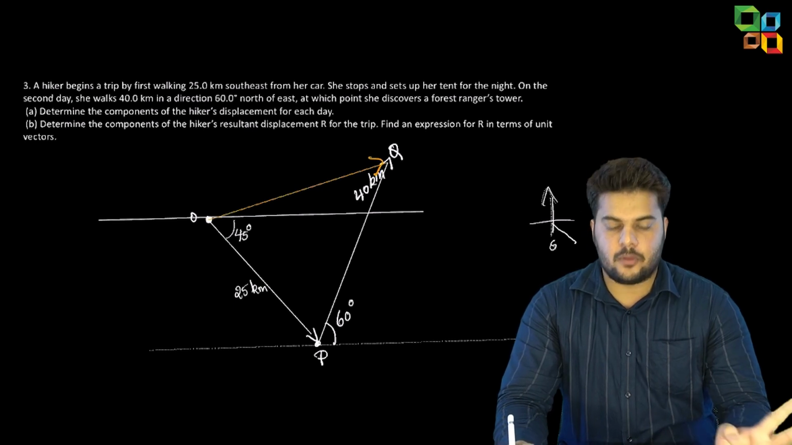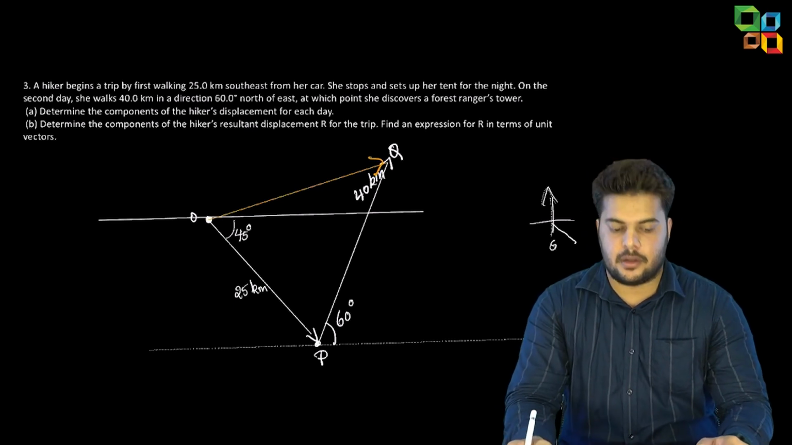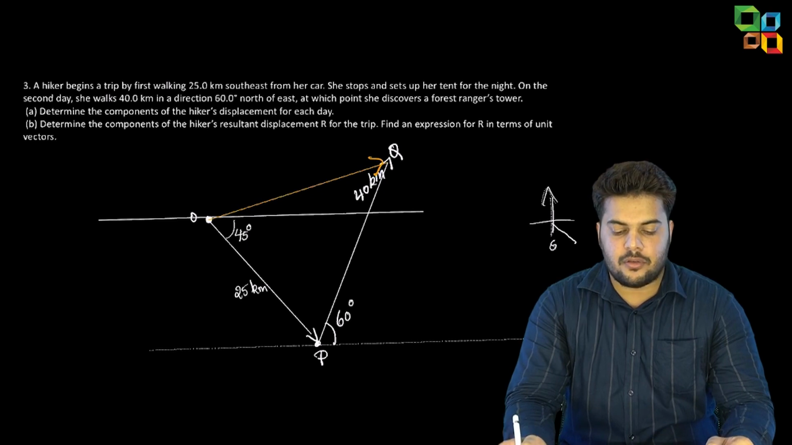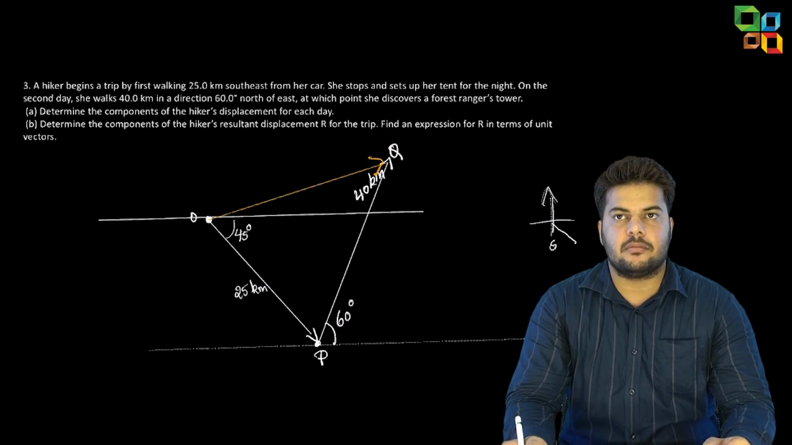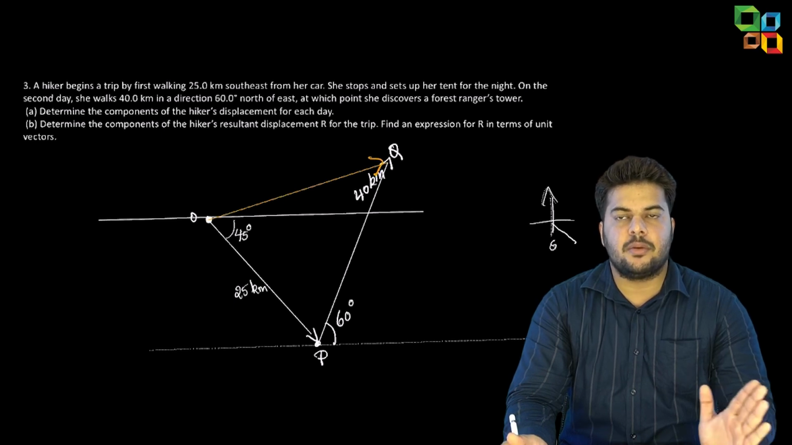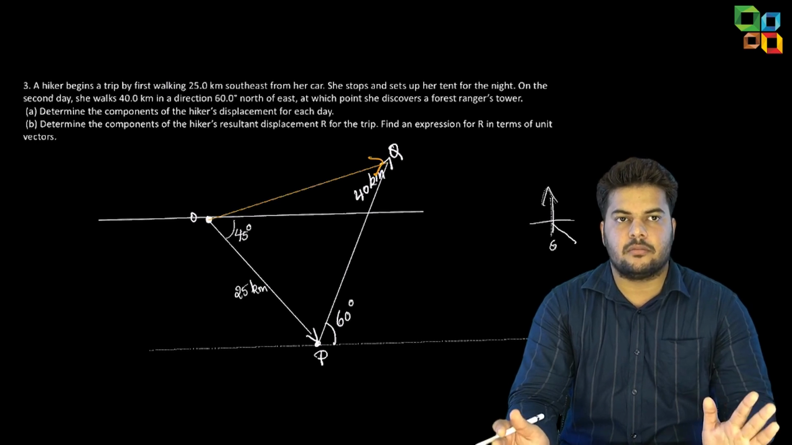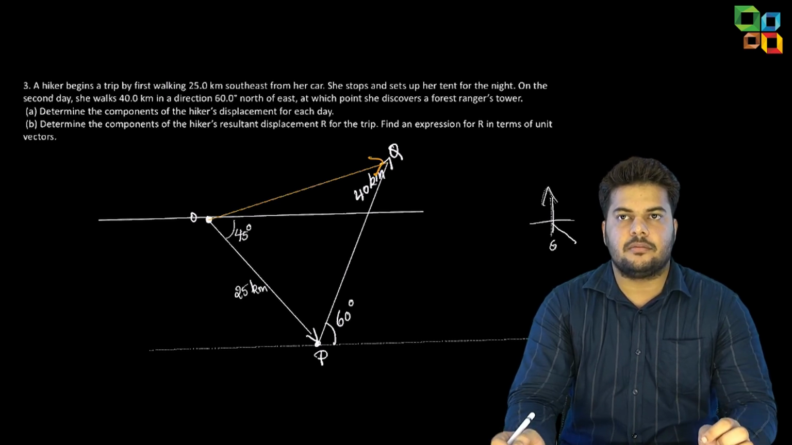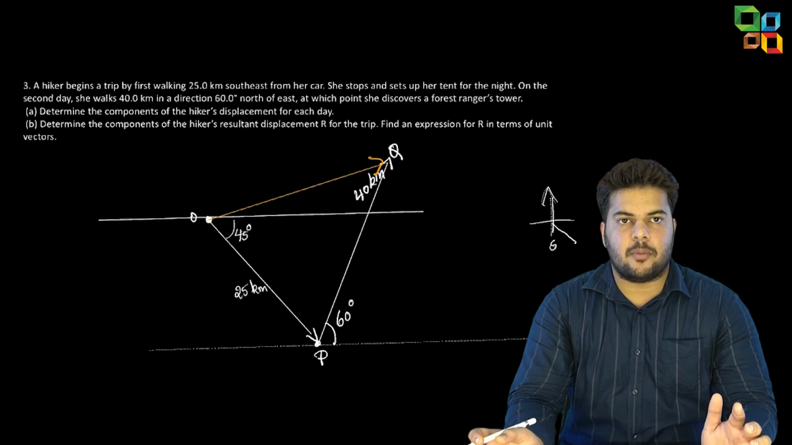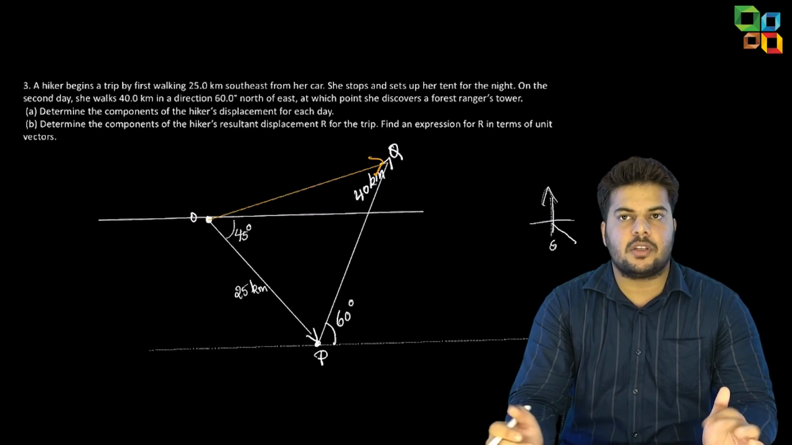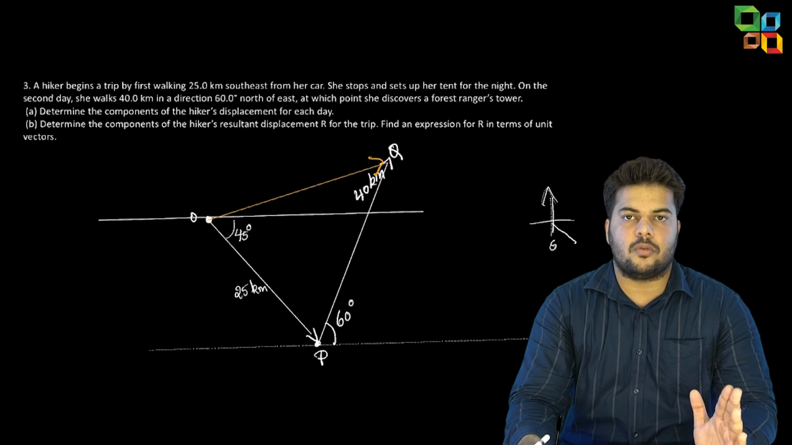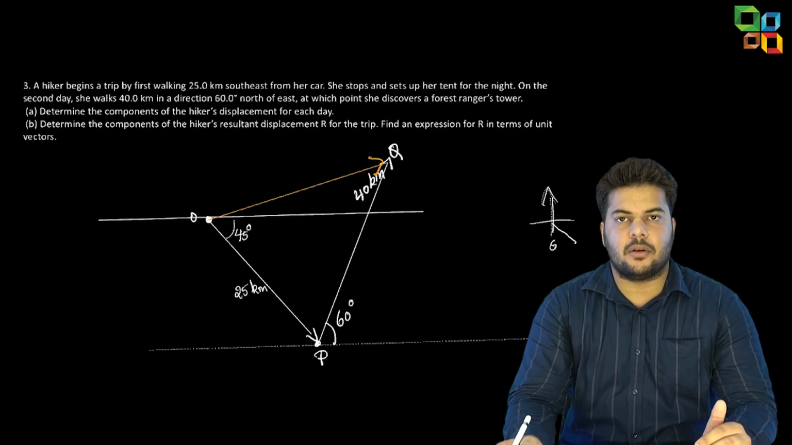Okay, now read the question again and try to solve it. Determine the components of the hiker's displacement for each day. On the first day, what happened? How many kilometers did she walk eastwards and how many kilometers did she walk southwards? Those are the components, isn't it? And the second day, what happened? How many kilometers did she walk eastwards and how many kilometers northwards on the second day? Then you try to figure it out.